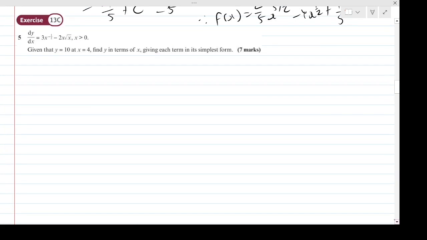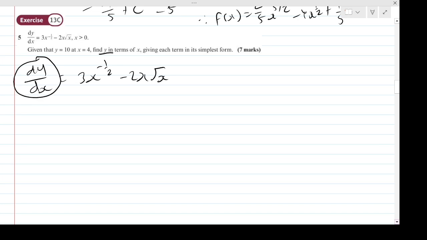So now we've got dy dx is 3x to the minus a half minus 2x root x. And we're given that when y is 10, x is 4, that's going to be my value I can substitute in, but we'll get to that point. We need to find y in terms of x. So it says find y. What have we got here? dy dx. We've got the derivative.